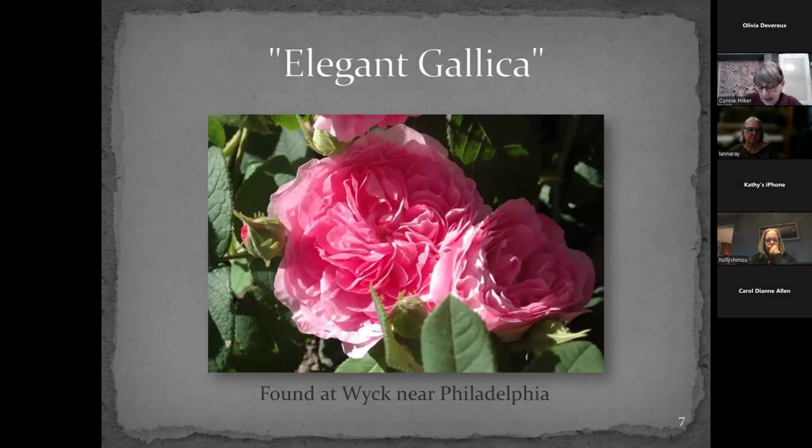Elegant Gallica is the name that was given to this rose by Leonie Bell, who was an illustrator and a rose historian and a rose hunter who lived in Northeast PA. She discovered this in the garden at Wyck in Germantown near Philadelphia. And the big thing about the Wyck garden is it is intact. It was overgrown, but they were able to recover it with many of the original plants that were there in the 19th century.